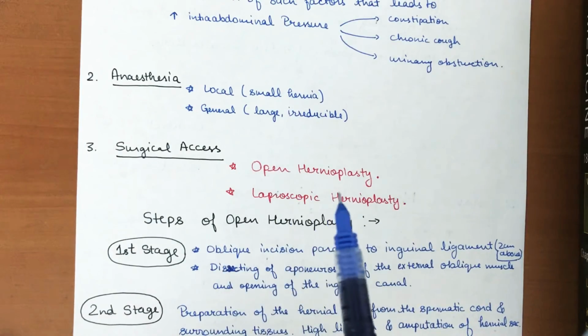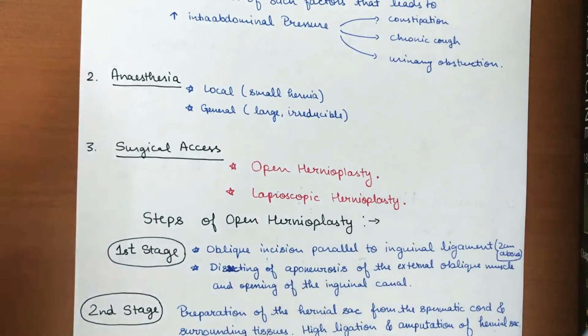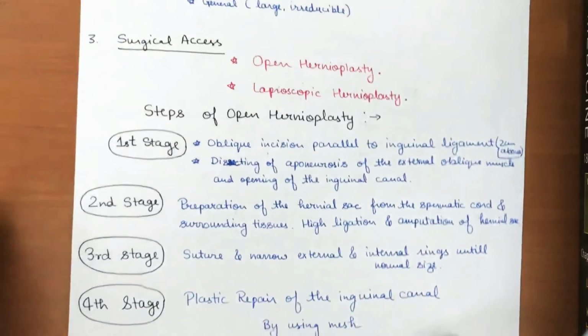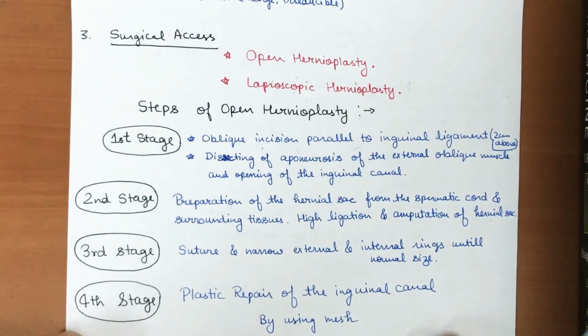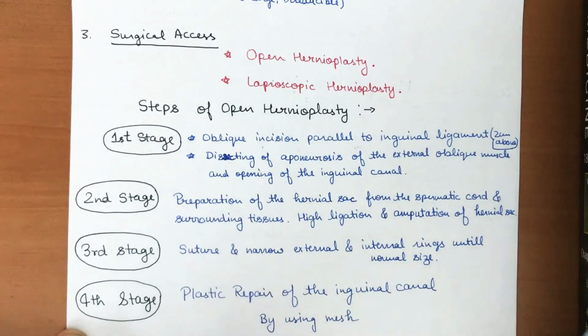So this is the main surgical access that we will use in case of hernias. So what are the steps of open hernioplasty? We will read about every hernioplasty method in detail, but here just see the overview.